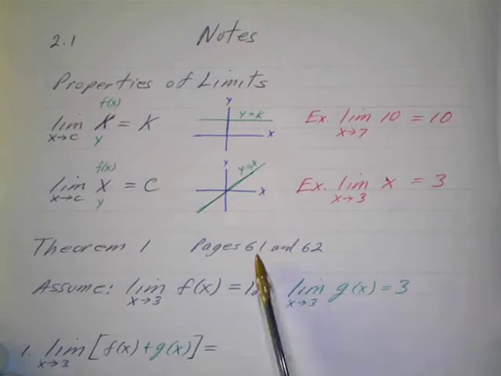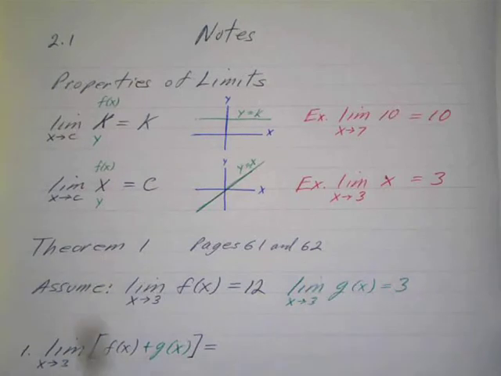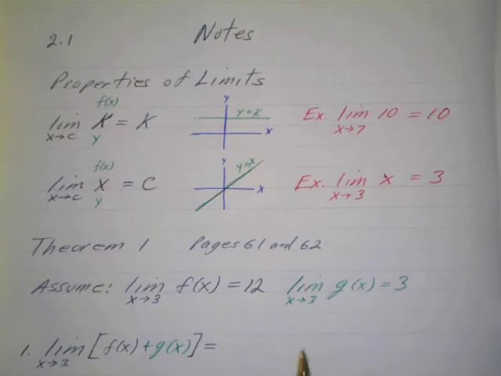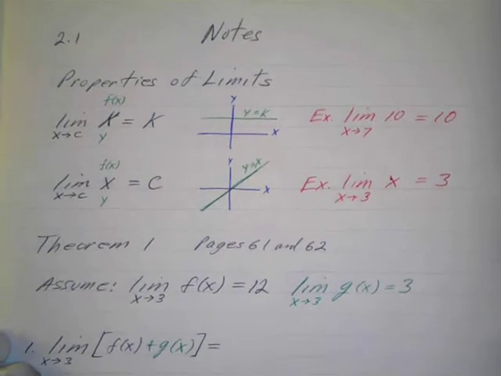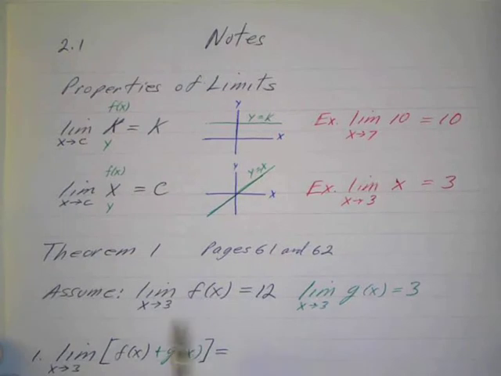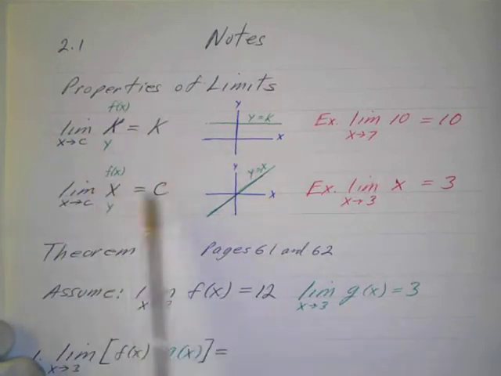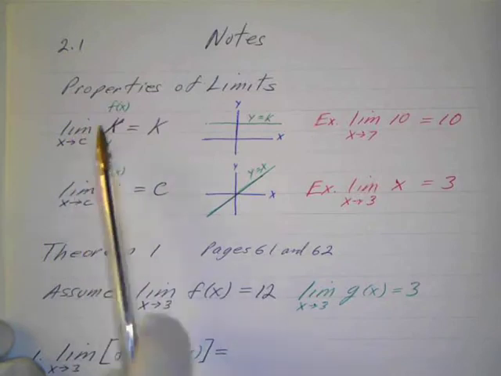And this is over on page 61 and 62 of your text. They actually have the properties written in a little bit more general form, and I use some specific examples so you can get the gist of what's going on, but the actual formal properties are on page 61 and 62. And they don't use particular numbers, but they use variables in here.